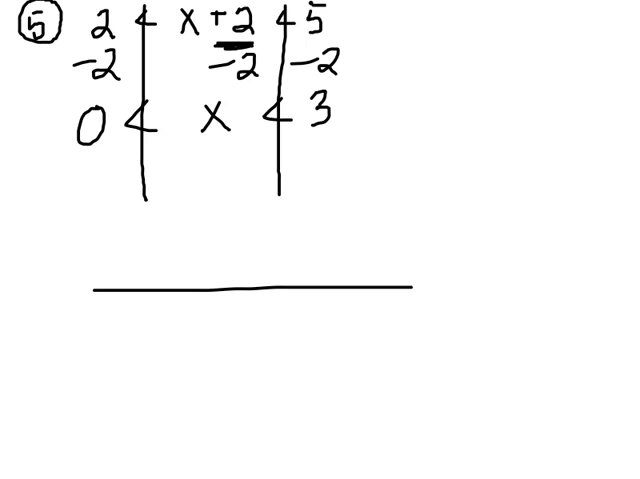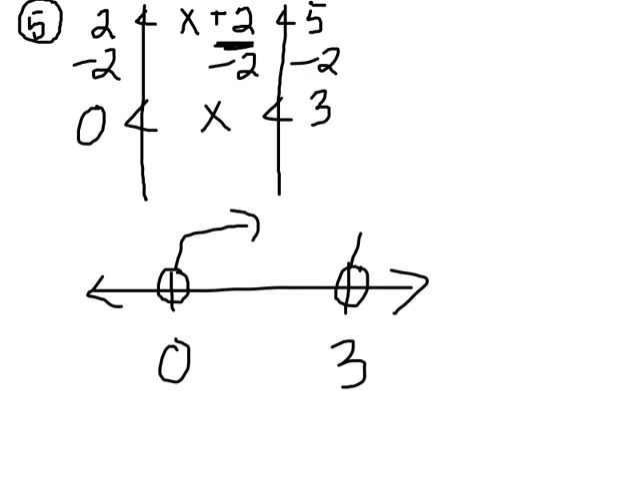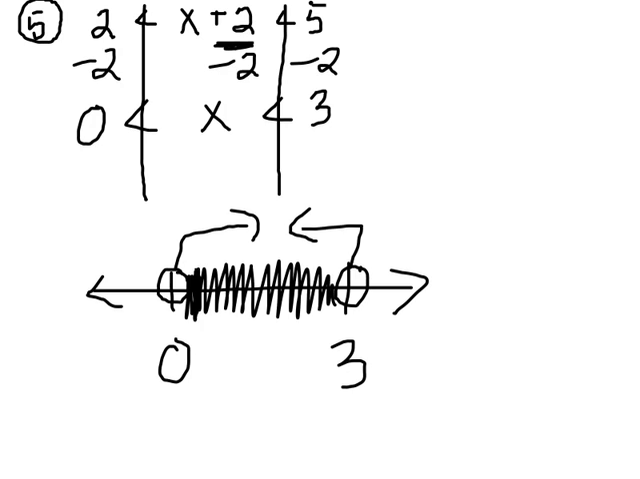Now we can go ahead and graph this. And so we have 0 and 3, and both of them are going to be open circles because we do not have the equal sign. And x is bigger than 0, and it is less than 3. So we are going to shade in between from 0 to 3.